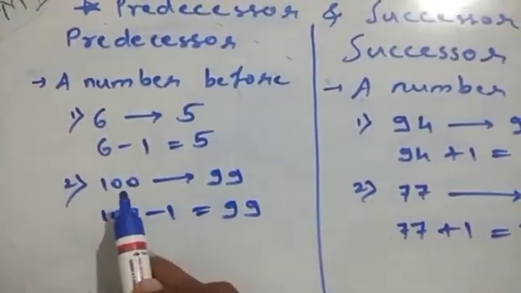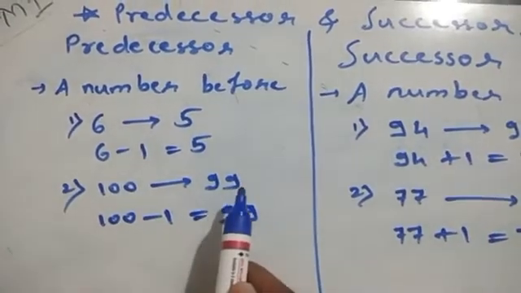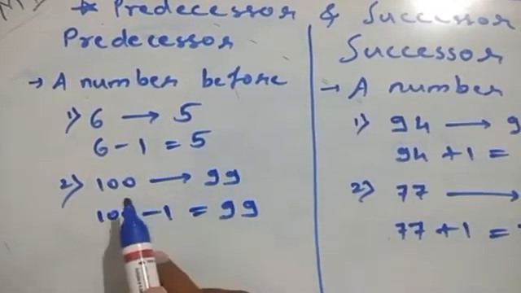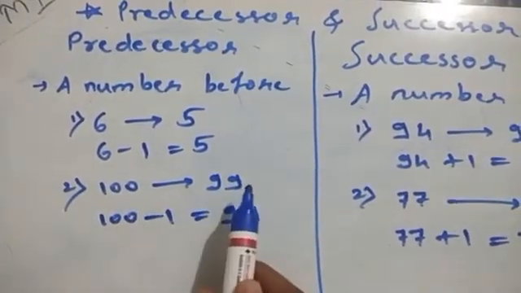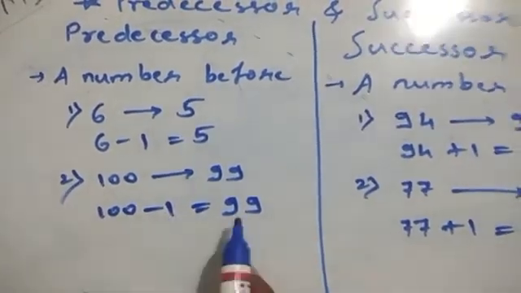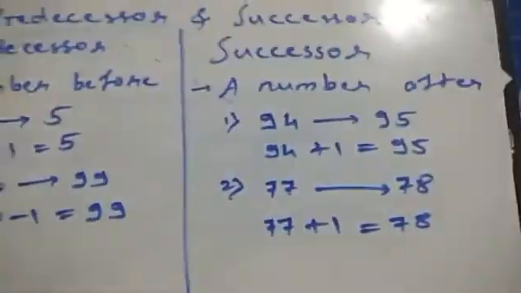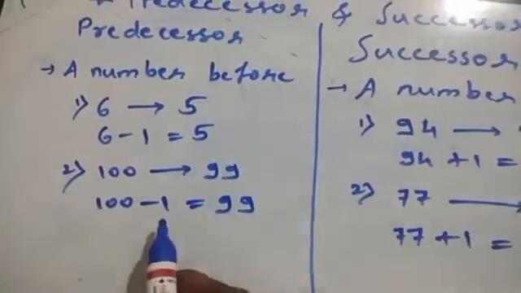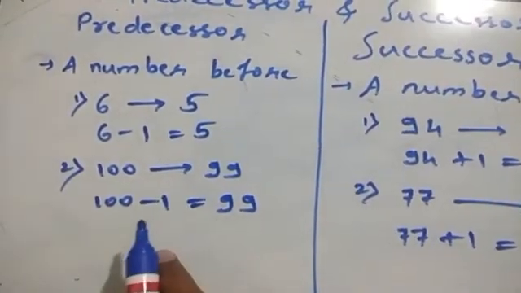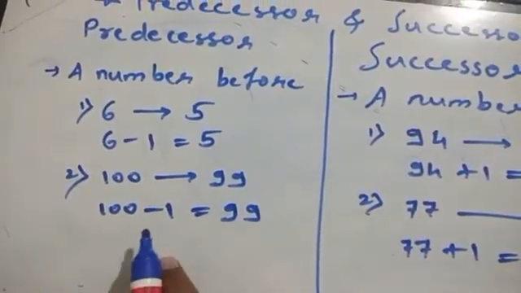One more example, see. What is the predecessor of 100? It is 99. Correct? So the predecessor of 100 is 99. See here how to get that. 100 minus 1 is 99. Understood, students? How to get the predecessor? Subtract 1 from the given number to get the predecessor of that particular number.